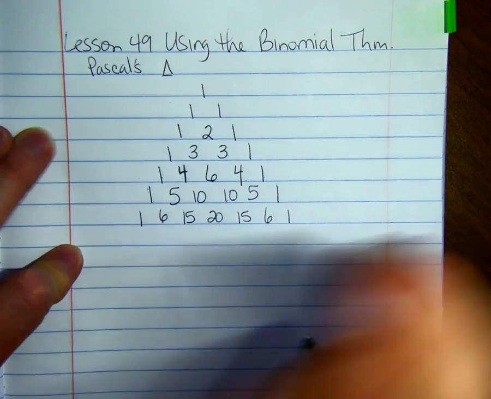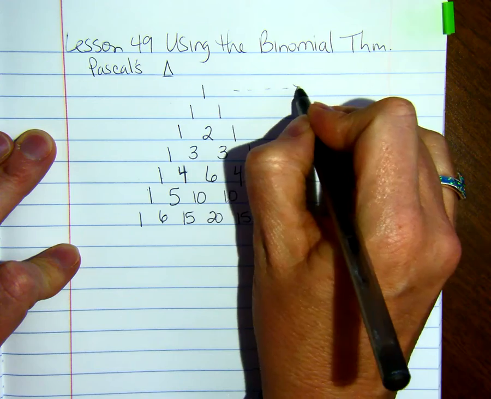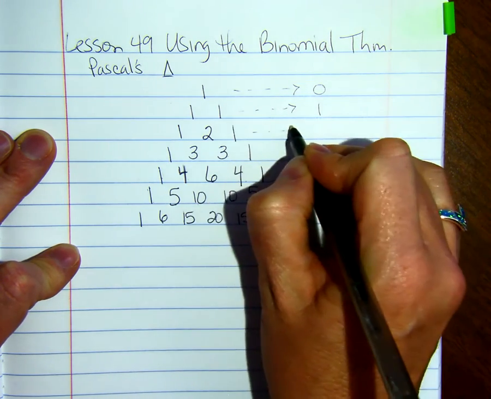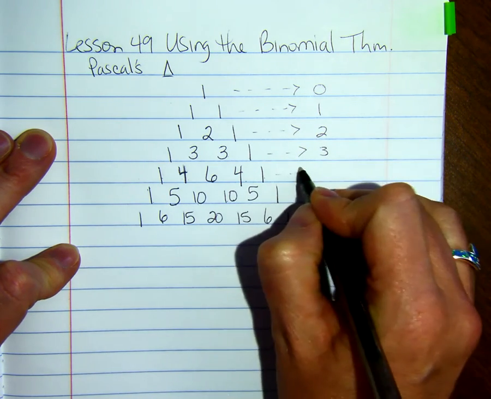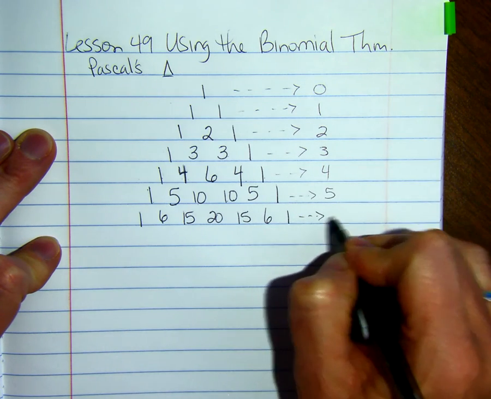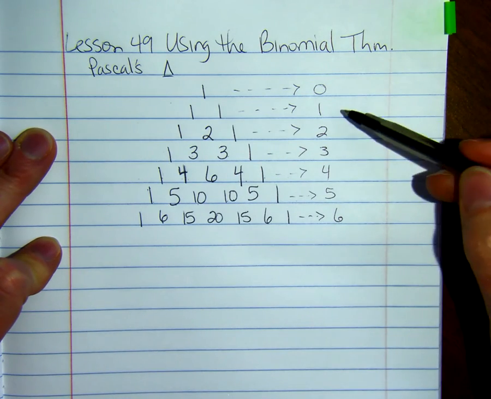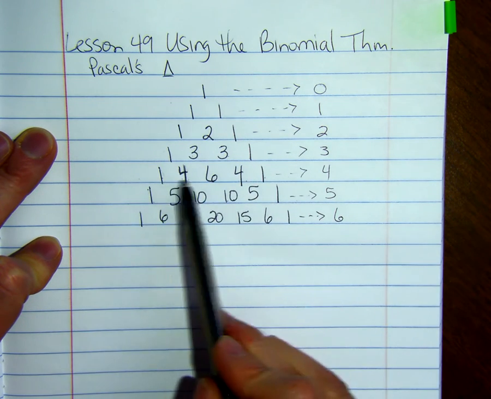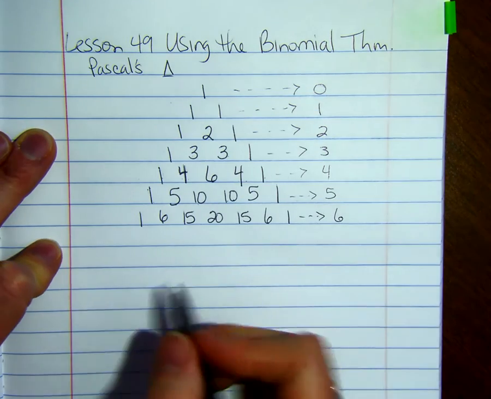Now if you look at each row as a number, the first row is 0, the second row is 1, 2, 3, 4. It's going to be so cool when I tell you this theorem. And then 6. Okay, so if you look at this as the row, this would be row 4, where you start with row 0.